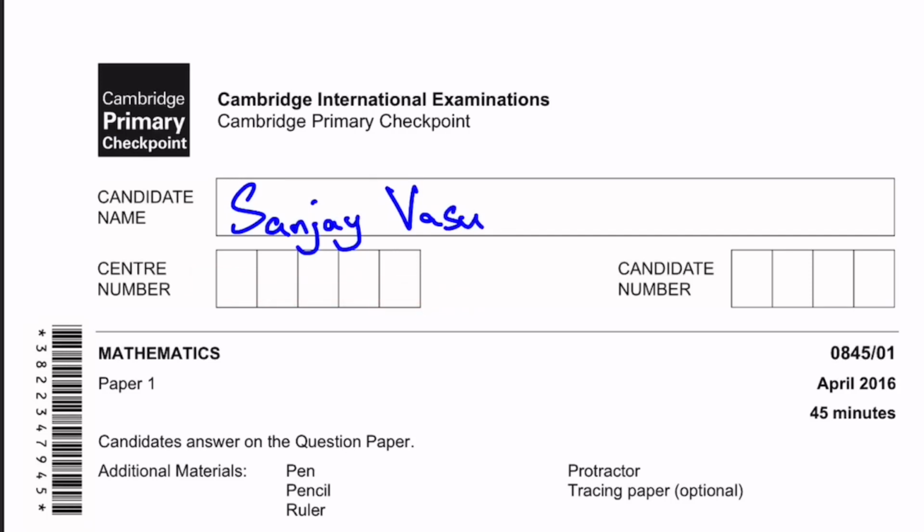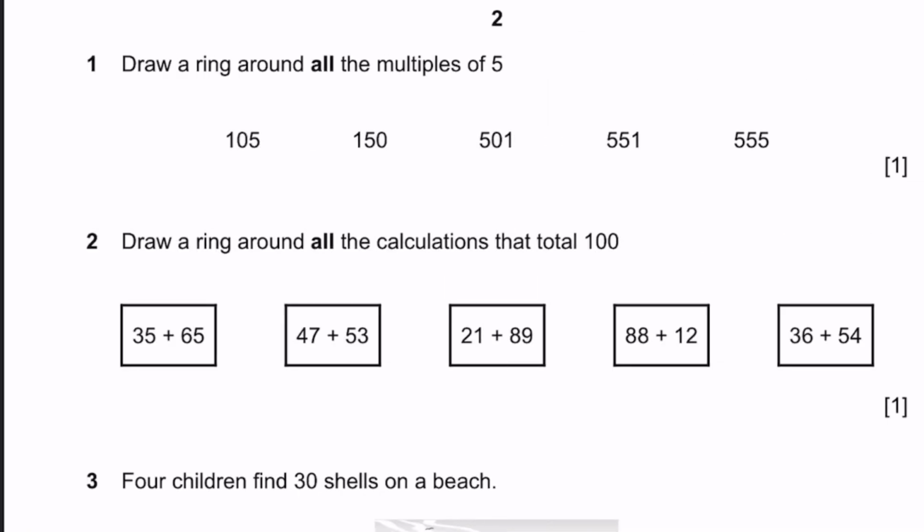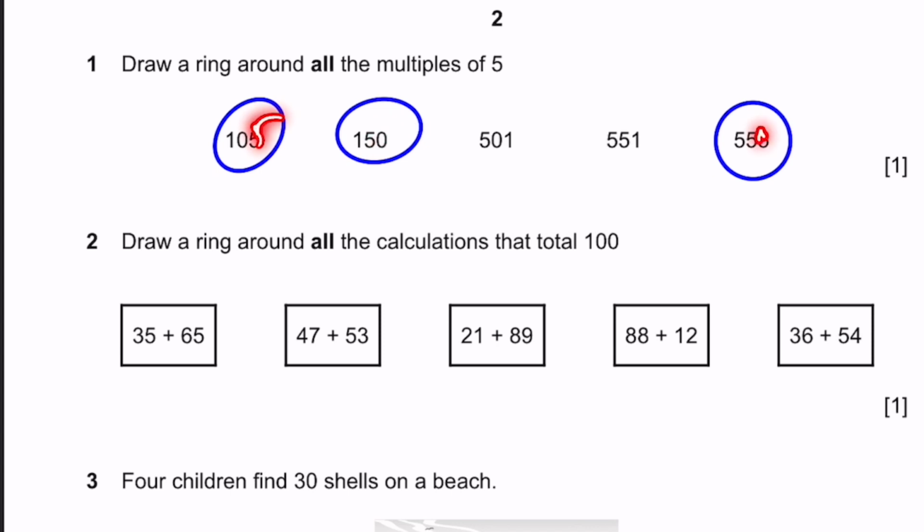This time I'm doing it on Cambridge International Examinations Primary Checkpoint for Mathematics Paper 1, April 2016. Calculators are not allowed, let's start. Question 1. Draw a ring around all of the multiples of 5. All multiples of 5 end in 0 or 5. So 105, 150, and 555 because they end in 0 for 150 and end in 5 for 105 and 555. That's the answer.